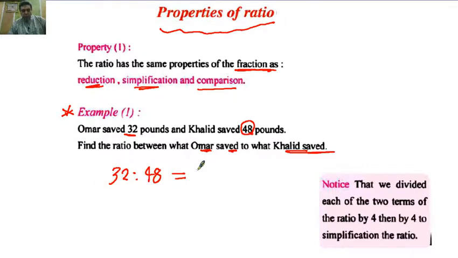32 divided by 4 equals 8. 48 divided by 4 equals 12. Another, 8 divided by 4 equals 2, and 12 divided by 4 equals 3. We simplify in two steps. Notice that we divide each of the two terms of the ratio by 4, then divide by 4 again. We can simplify by one way or by many ways, and the result is the same.